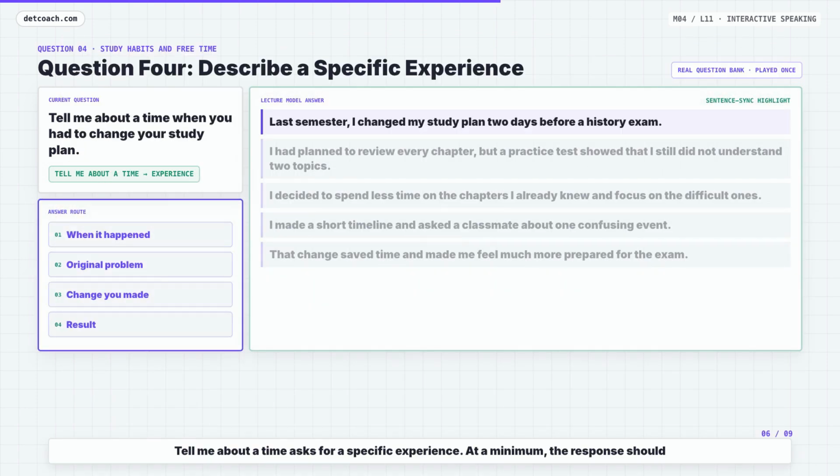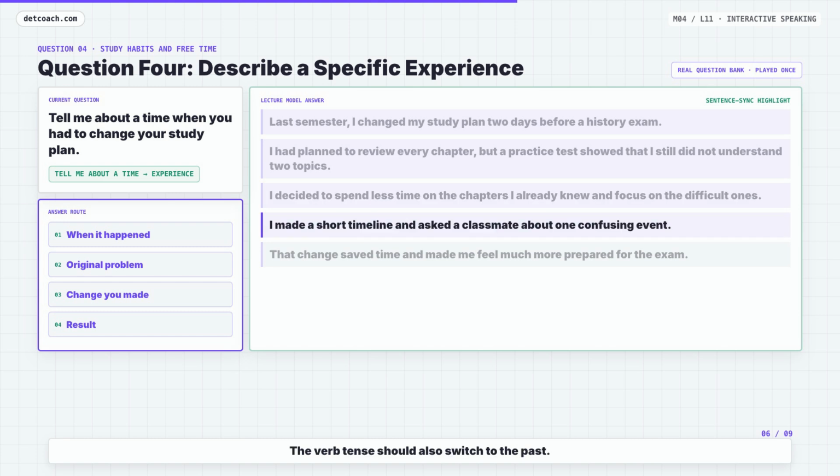Tell me about a time asks for a specific experience. At a minimum, the response should include when it happened, the original problem, the change you made, and the result. The verb tense should also switch to the past.